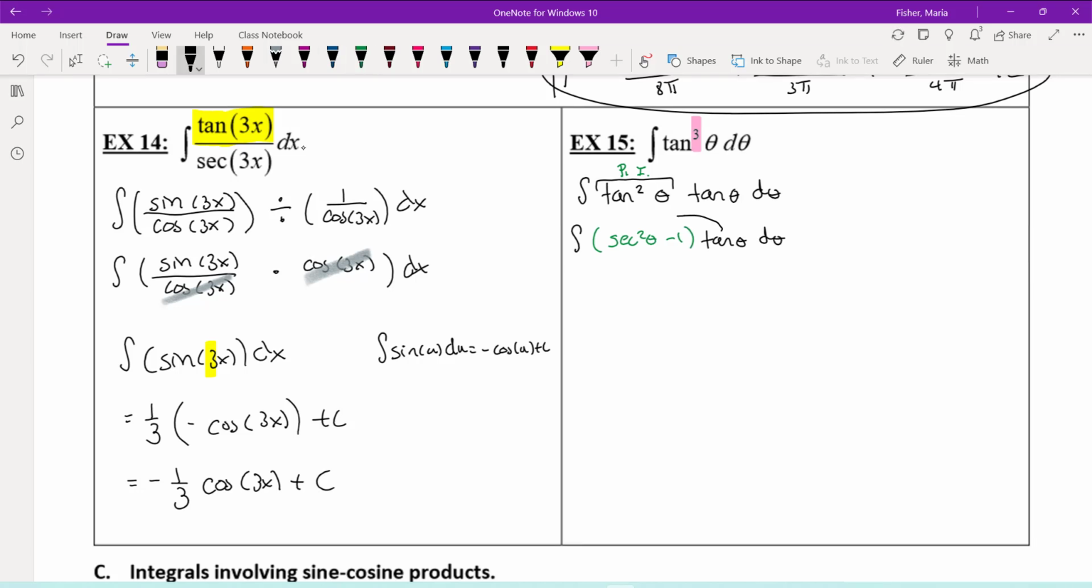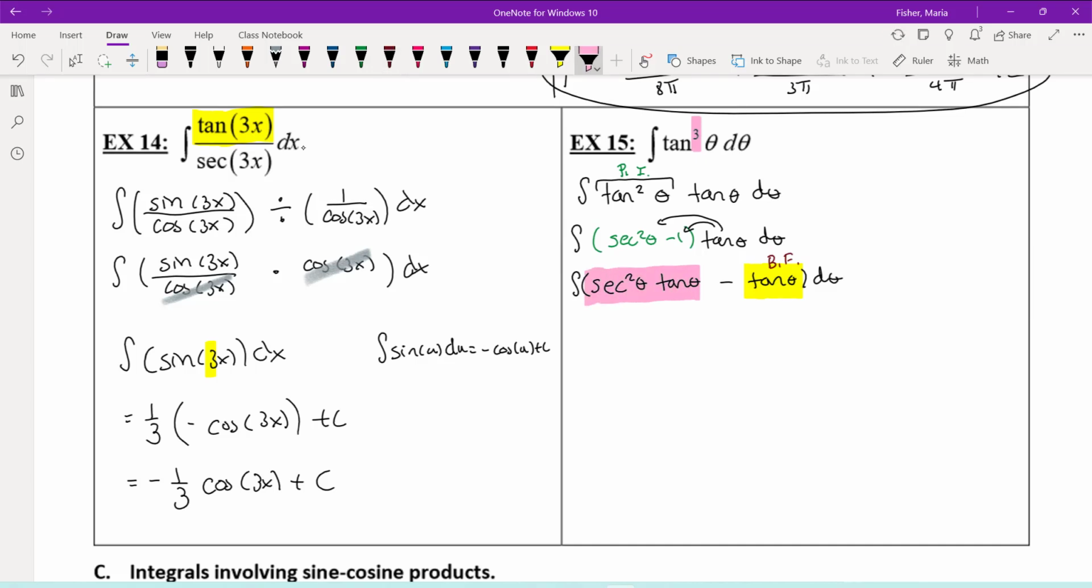Well, now I distribute tangent to each one of these because I still, remember, would need a secant tangent in this case. When I distribute, I end up with secant squared theta tangent of theta minus tangent of theta d theta. Now, this right here, the integral of tangent of theta, that's basic form. I know how to integrate that. Over here, I have two options.